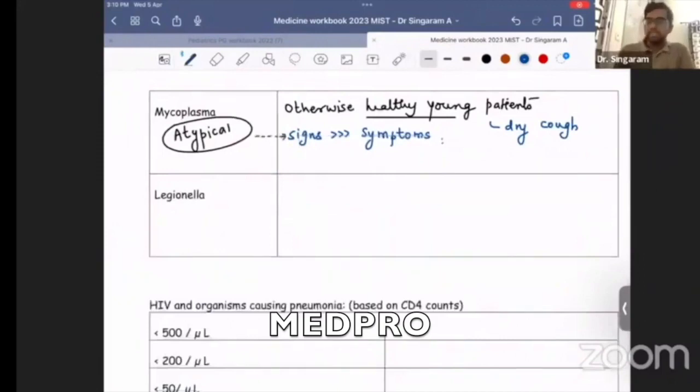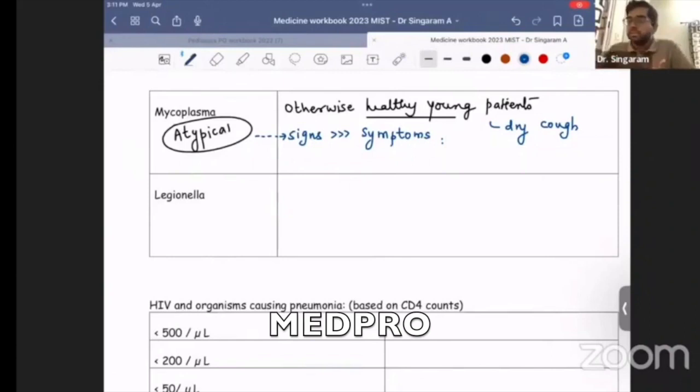And it is something like this. The patient will come to you not in the ward or the emergency room, but in the OP, only with fever and cough. He says, Doctor, I'm having fever and cough for 3 days. That's all. He will be otherwise healthy looking. And the moment you put the stethoscope on that patient, you will hear a lot of crepitations, which are a sign of pneumonia, right? Lot of crepitations will be present.